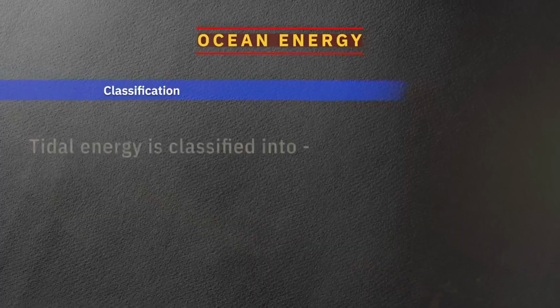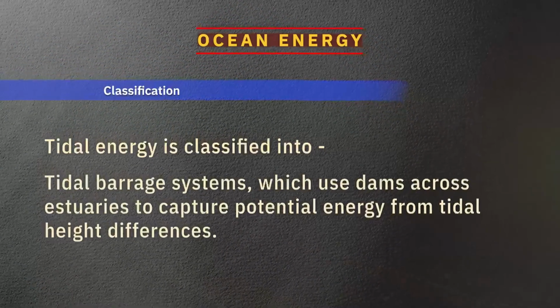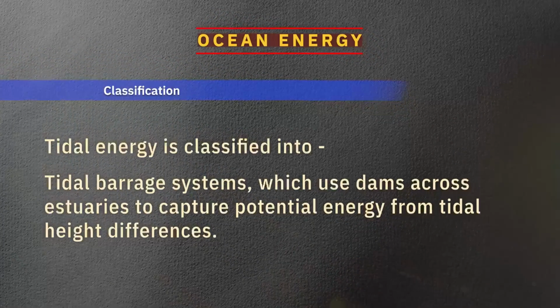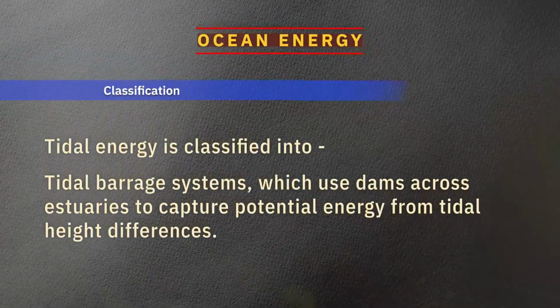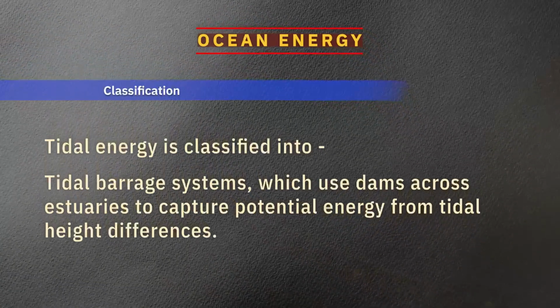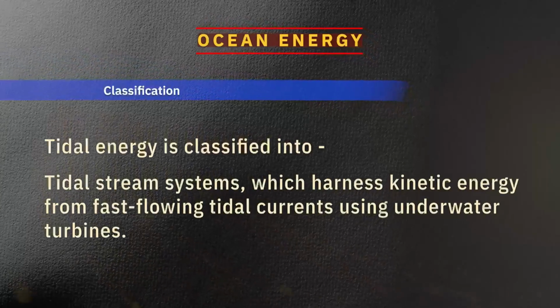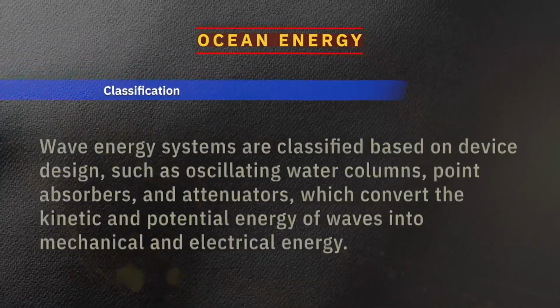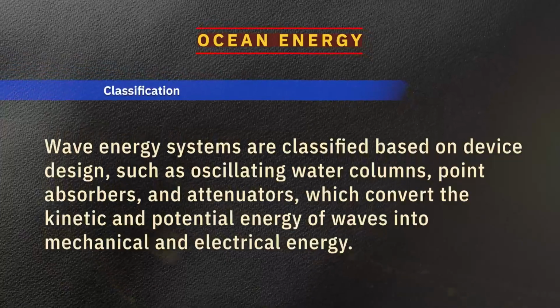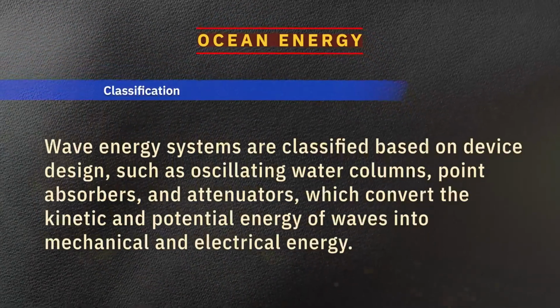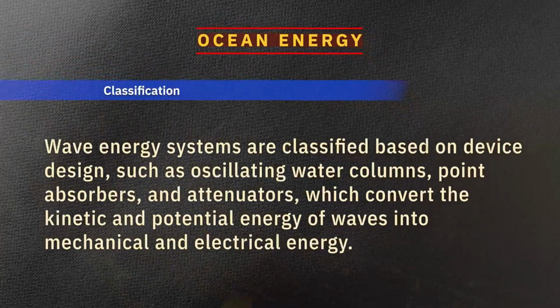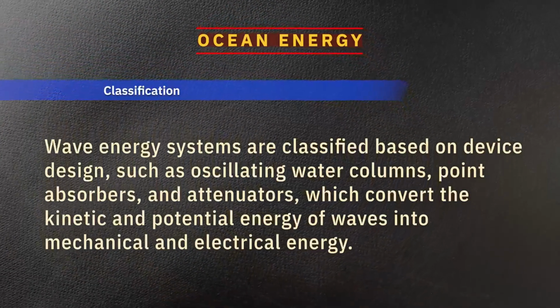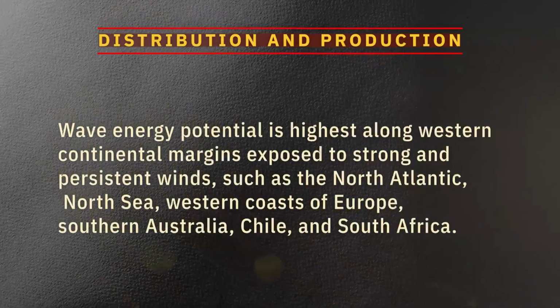Classification of ocean energy can be done on the basis of tidal energy, the tidal barrage system, and the tidal stream system. The tidal barrage system uses dams across estuaries to capture the potential energy from tidal height differences, that is, the high tide and the low tide, while the tidal stream system harnesses kinetic energy from fast flowing tidal currents using underwater turbines. Wave energy systems are also classified based on device design, such as oscillating water columns, point absorbers, and attenuators, which convert the kinetic and potential energy of waves into mechanical and electrical energy.